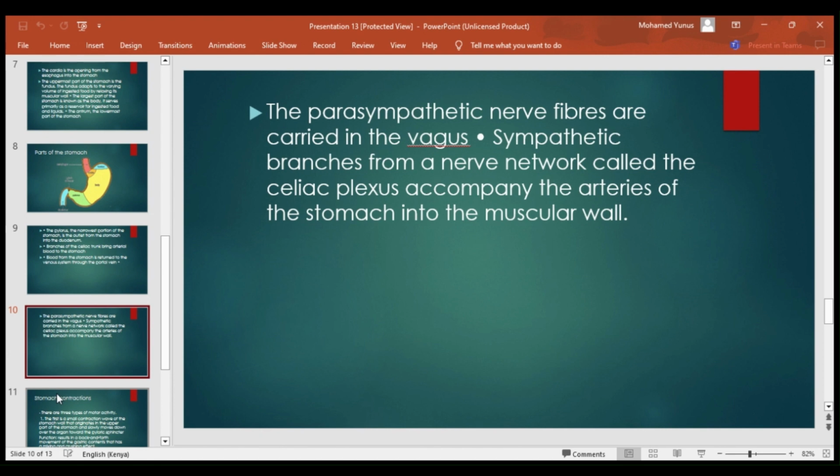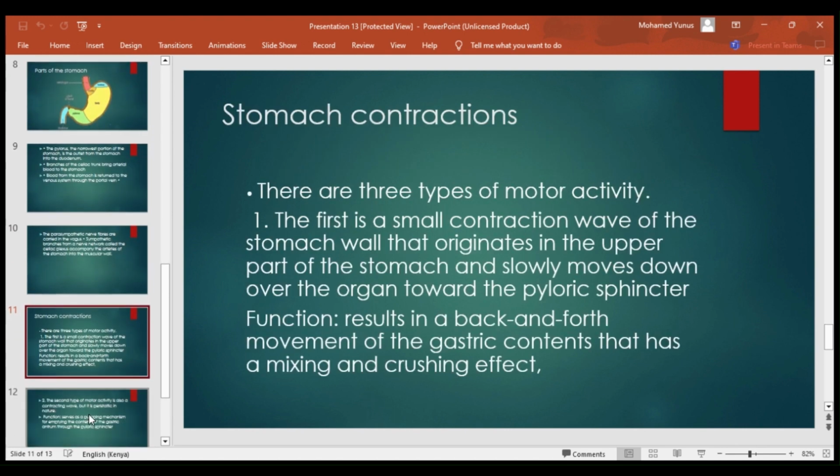Then we have the innervation. We find that the parasympathetic nerve fibers are carried in the vagus. That's the rest and digest. And we have the sympathetic, that's the fight and flight branches from a nerve network called the celiac plexus, which accompany the arteries of the stomach into the muscularis wall. Then now let's check the stomach contractions.